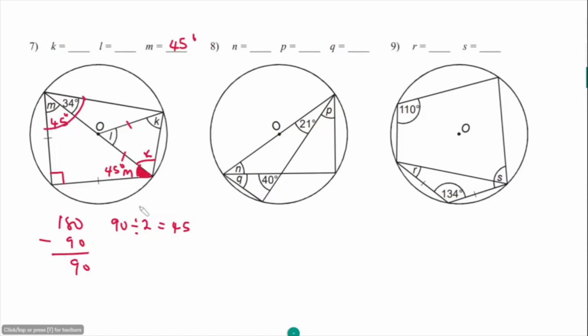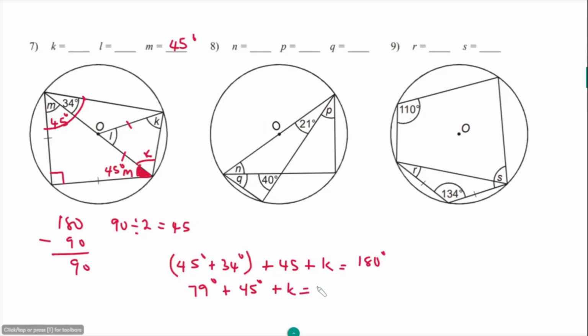These two angles here, which are 45 and 34, add up to this angle here, which is 45 plus K, and that should give me 180 degrees. So if I add these two here, I'm going to have 79 degrees plus 45 plus K equals 180 degrees. And if I add this, I'm going to have 124 plus K equals 180 degrees.